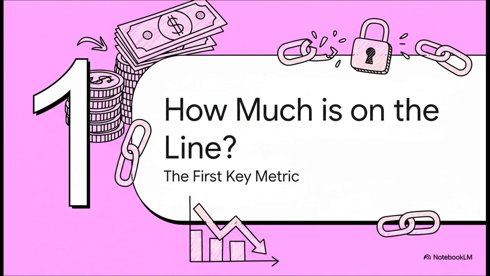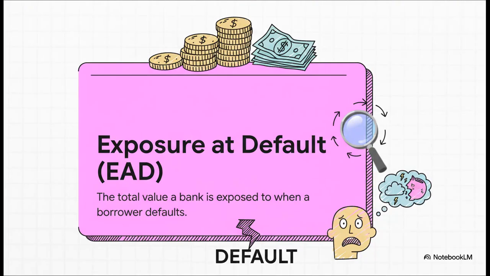We need to know the total amount of money that was on the table the exact moment the loan went sideways. And this brings us to our first key term. It's called exposure at default, or EAD for short. And it sounds fancy, but it's actually super straightforward. It's simply the outstanding balance of the loan at the very moment the borrower stops paying. You can think of it as the bank's total potential headache.